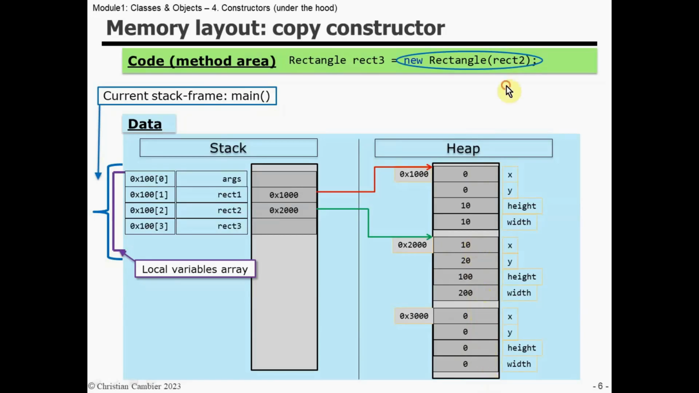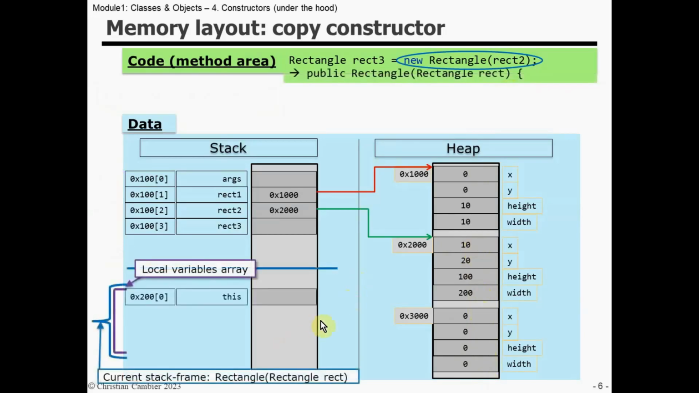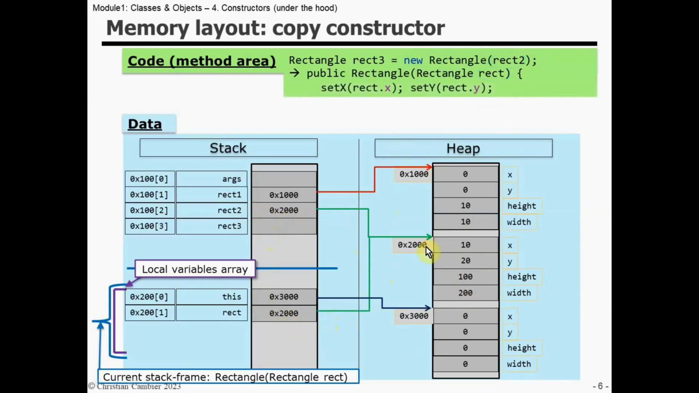So the constructor is invoked. Setting up the stack frame, the this pointer implicitly referring to the third object, and then passing the parameter rect2 to a parameter rect. So rect will be on the stack in the current stack frame. And what value will it receive? The value of rect2. Rect2 is 2000, the reference variable referring to the second object. So we initialize rect, and rect now refers as well to the second object. That for setting up the stack frame, and now executing the setters.